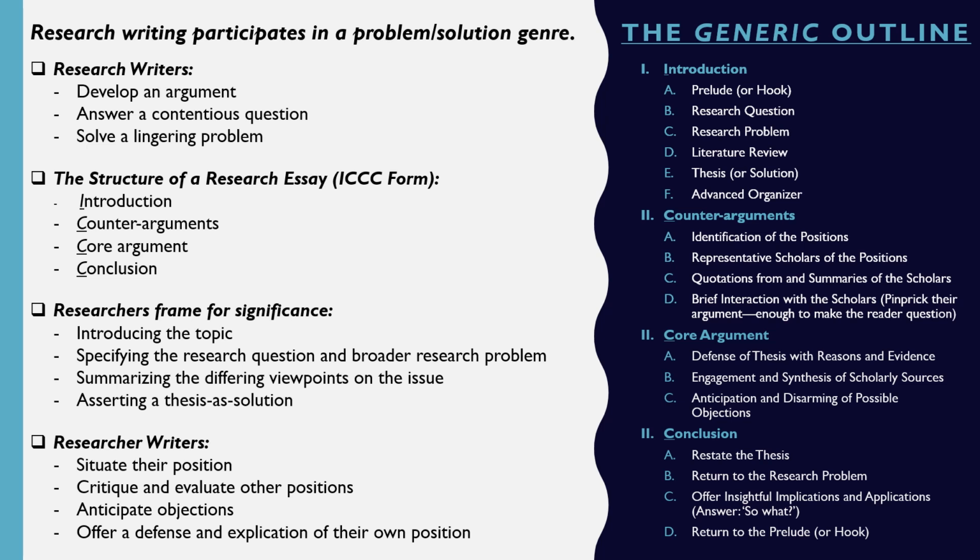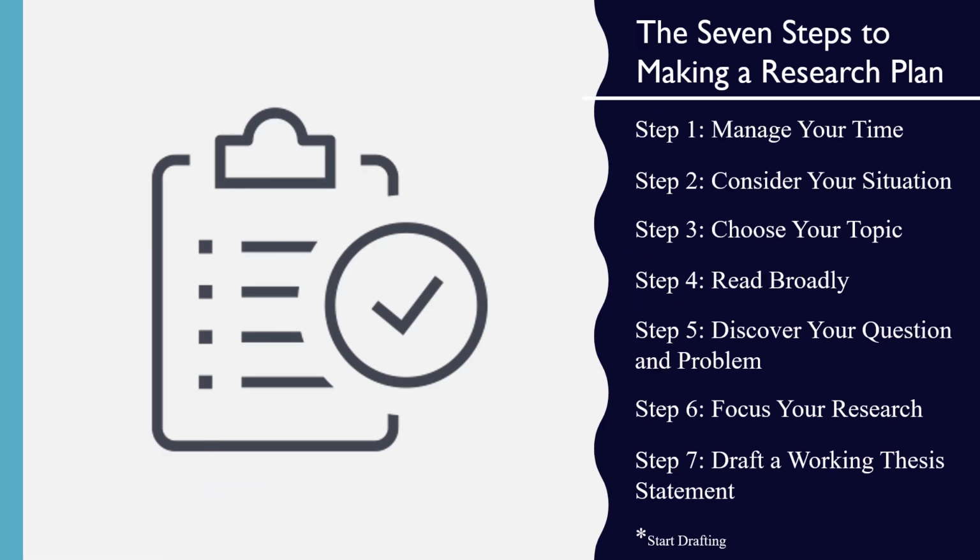After following this quick guide, you should have most of the introduction and counterarguments already written, as well as some foundational portions of your core argument and conclusions. So how can you get to that point? Well, the 7 steps to making a research plan are as follows.